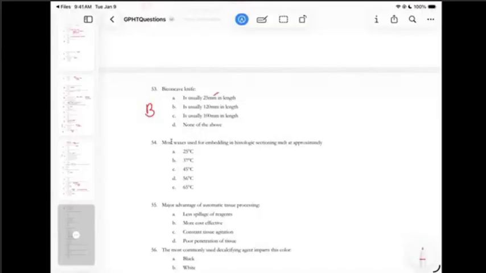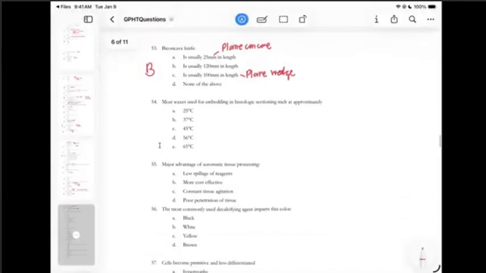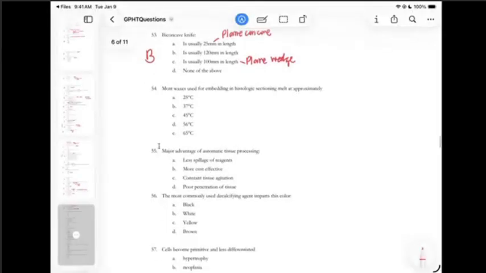Yung 25 millimeters, that's your plain concave. Plain wedge, yung 100. So 53, this is letter B. 54, most waxes used for histology or histologic techniques melt at approximately 56 degrees. Of course, we are talking about your paraffin, which is the best medium for embedding, and it approximately melts at 56 degrees Celsius. So 54, this is letter D.